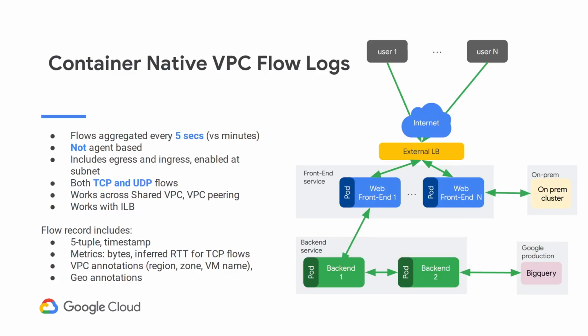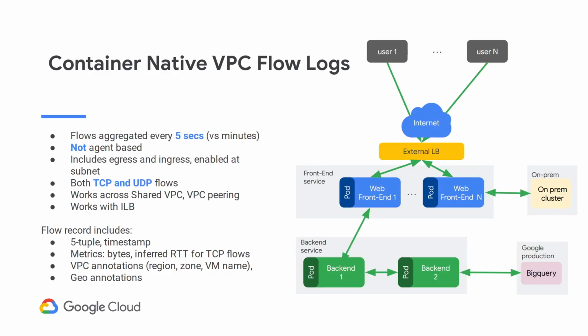Some of the other properties of container native VPC flow logs that I should definitely call out are the fact that it includes ingress and egress and is enabled for the whole subnet. So it covers all the VMs within a single subnet. Also, it covers both TCP and UDP flows and works across some of the first-class features that you have on hand, such as shared VPC, VPC peering, and also works with things like ILB.